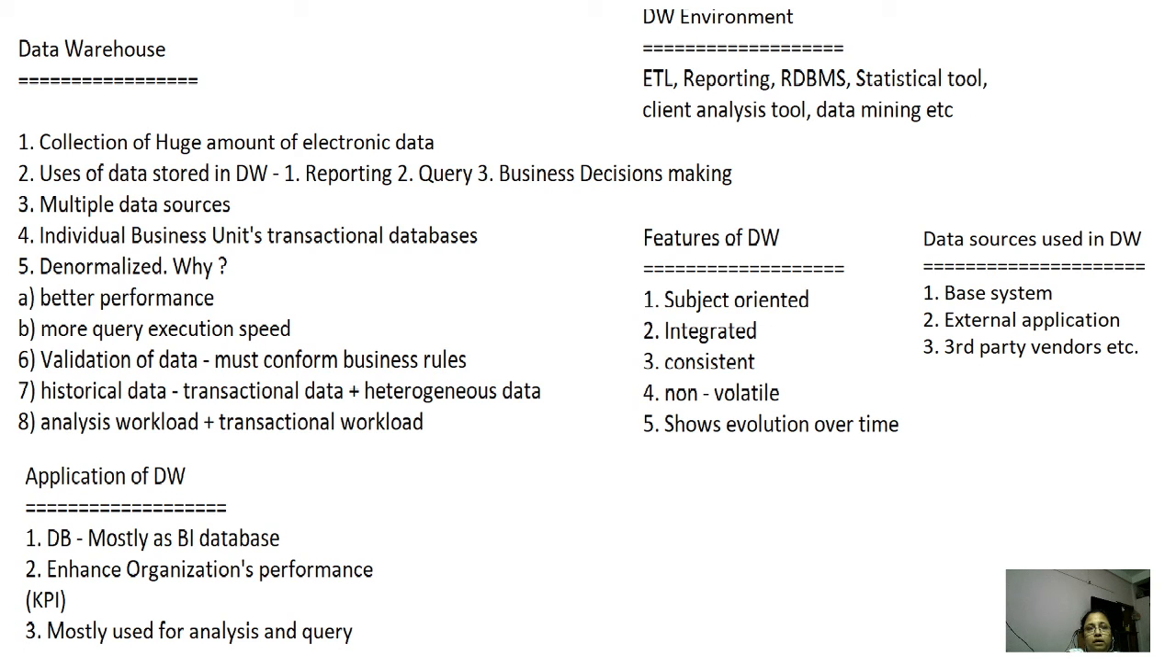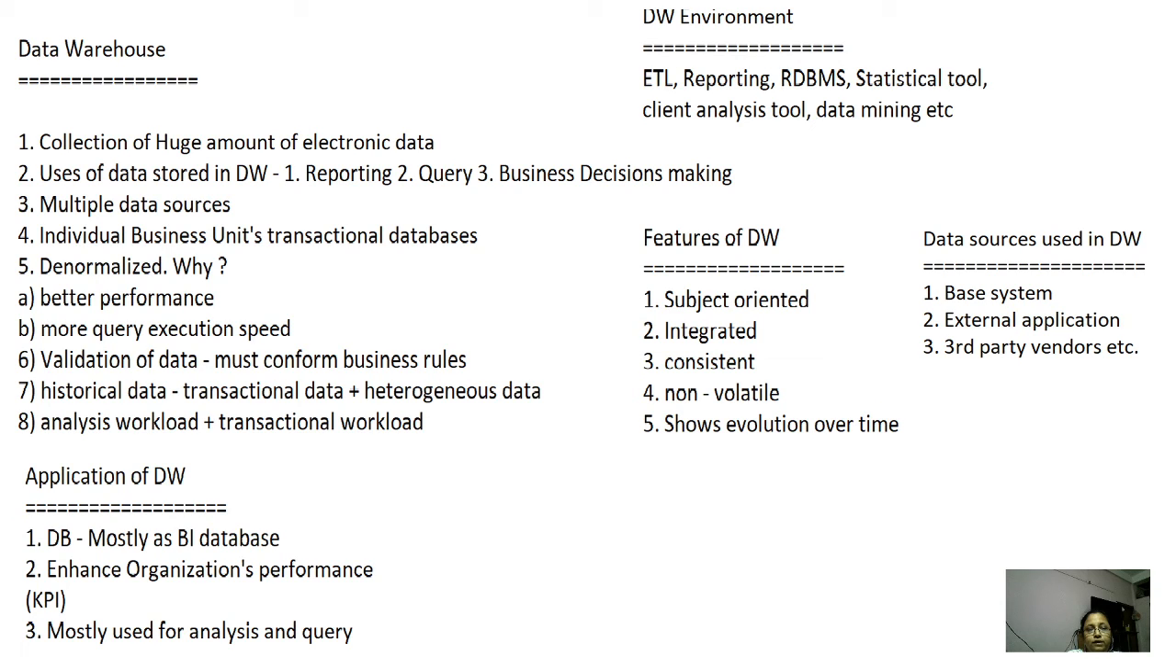To summarize today's lecture, these are the points that we have got till now. What is a data warehouse? A data warehouse is a collection of a huge amount of electronic data. That data can be stored in an Excel file, or in database tables, or it can be from different social media applications. What are the uses of a data warehouse? The data warehouse data is typically used for reporting, query and the decision making process.